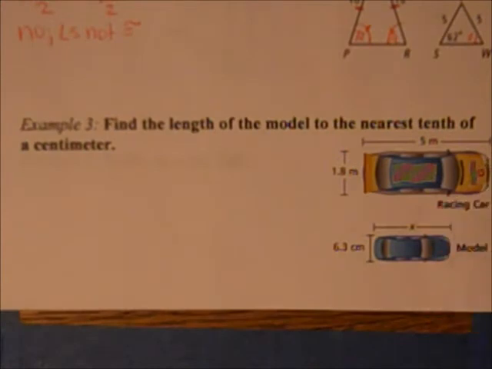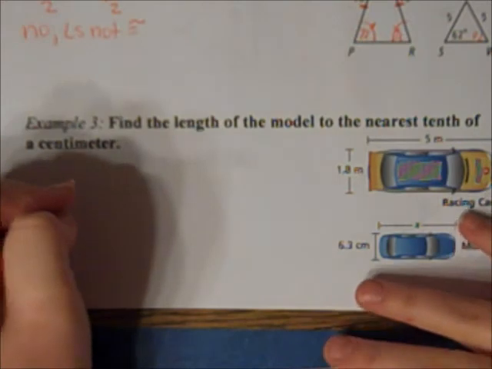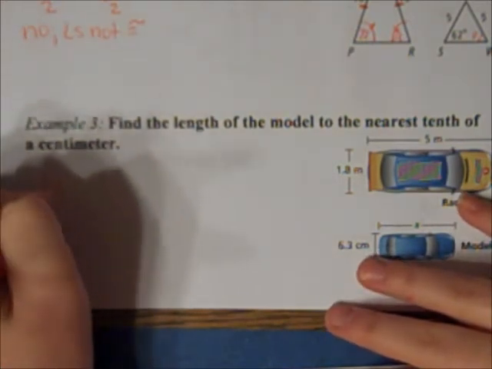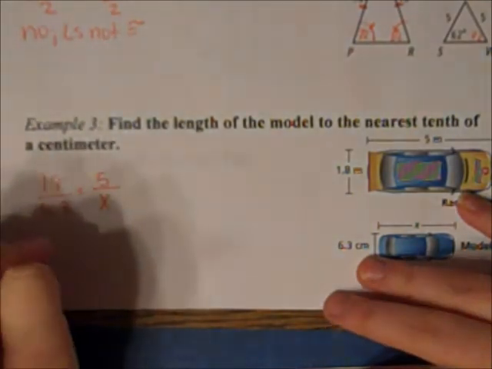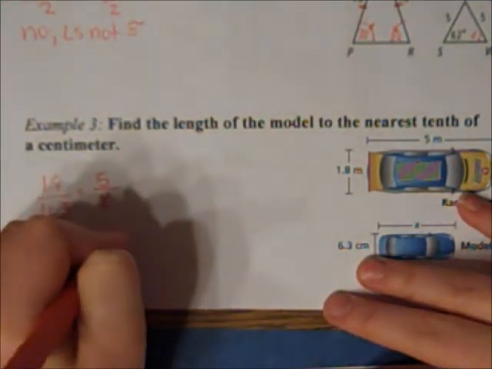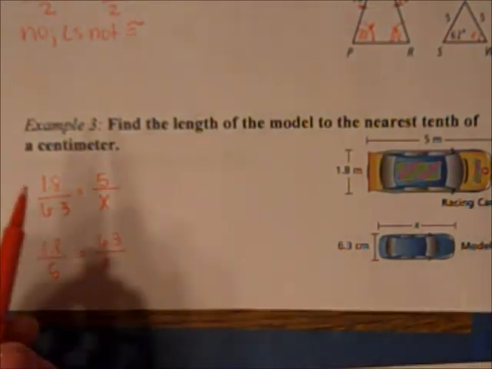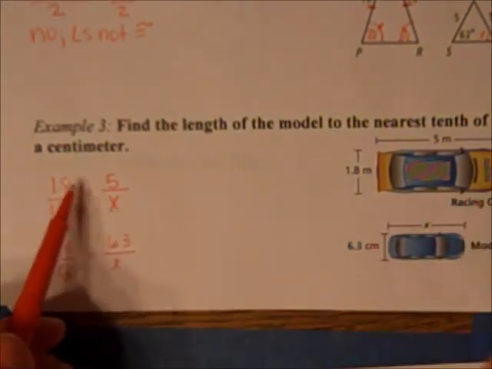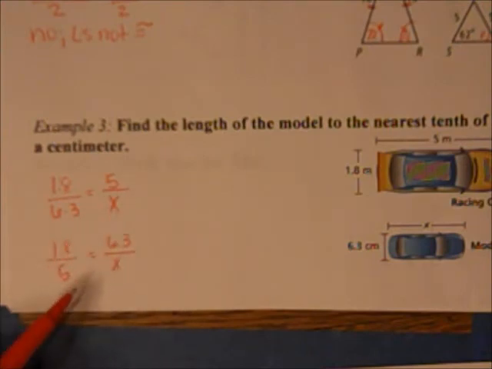Find the length of the model to the nearest centimeter. So here, this is just a straight proportion that we're going to set up. Now remember, you can flip these proportions over, so yours might not look exactly like mine, but I'm going to say 1.8 over 6.3 is equal to 5 over x. If you wanted to say something like 1.8 over 5 is equal to 6.3 over x, you would get the same thing. As long as yours, when it's set up, 1.8 and x are across from each other, 6.3 and 5 are across from each other, then yours are okay.